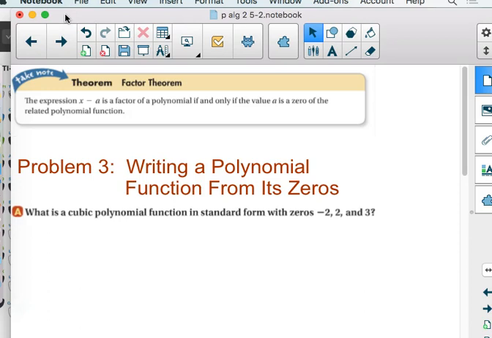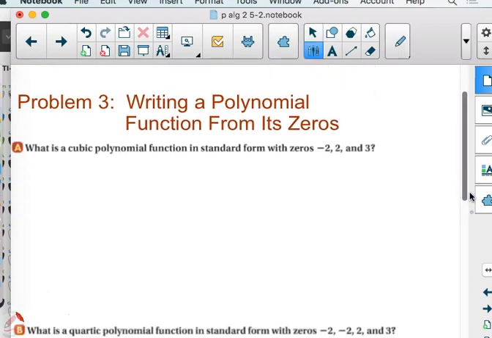And it says the expression x minus a is a factor of the polynomial if and only if the value of a is a 0. That makes perfect sense. From what we saw from the graph, you have to get 0 in order for it to cross. So this says if we had to write ourselves a cubic polynomial function in standard form, how would we make that happen?